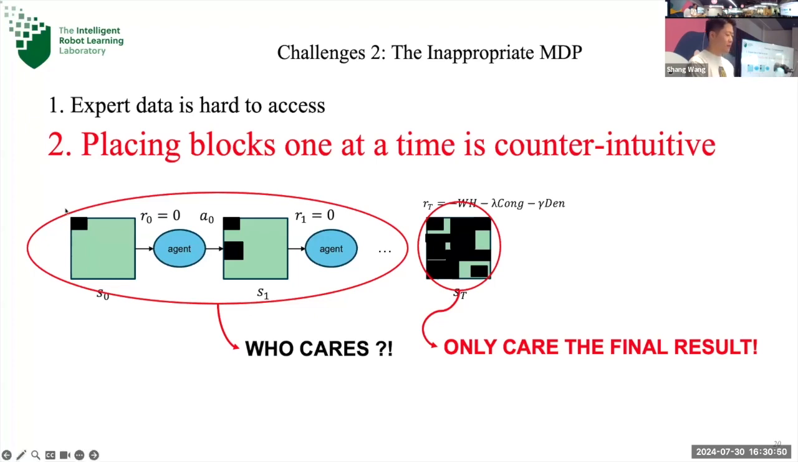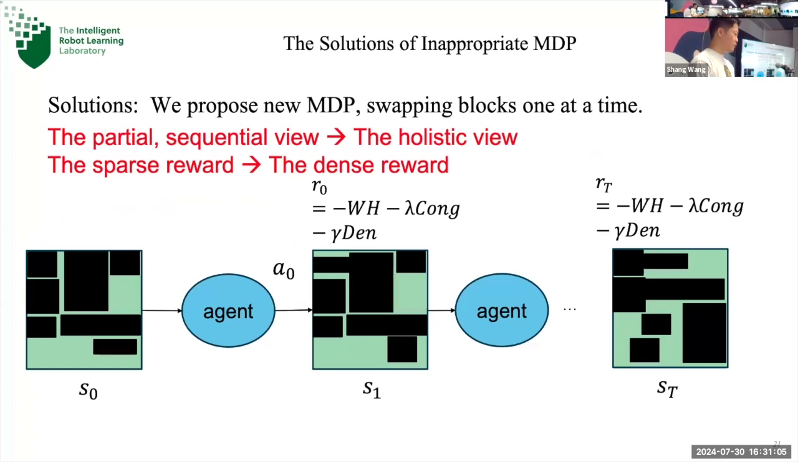So the chip placement problem may be more suited to regression prediction, since we don't care about the intermediate placement procedure. But due to the limited expert dataset, it's really difficult to train a supervised learning model to predict these placements. So we looked for solutions for that. We proposed a new MDP, swapping blocks one at a time. The agent makes adjustments based on the initialized placement and improves it step by step. Compared to the MDP placing blocks one by one, the agent has a holistic view at each step, and can receive rewards from the simulator more frequently.